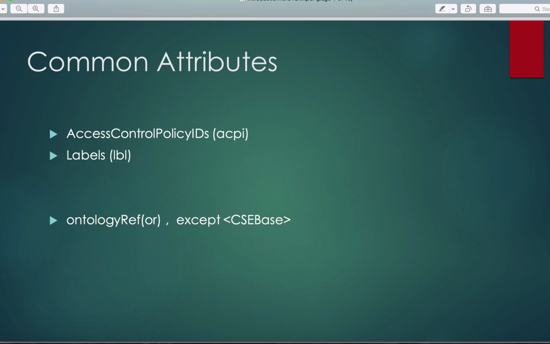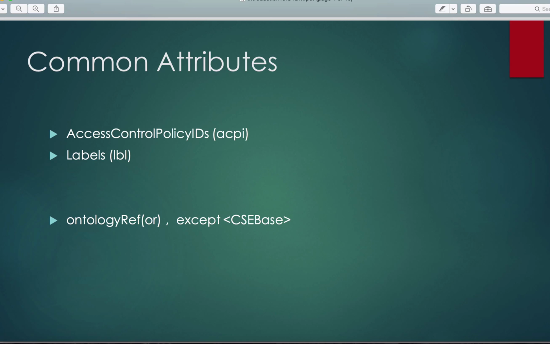Also, there are several common attributes. Basically, most of the resources will have these attributes. The first one is access control policy ID. This is a pointer to the access control policy. We will describe how the access control policy and the access control policy ID work together later in another video.